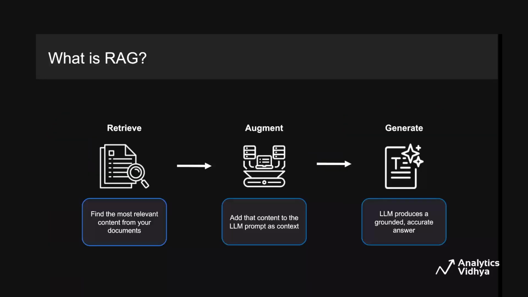What exactly is RAG? RAG stands for Retrieval-Augmented Generation. It works in 3 steps. First, retriever. Find the most relevant content from your document based on the user's query. Second, augment. Take that retrieved content and add it to the LLM prompt as context. And third is generation. The LLM produces a grounded, accurate answer using that context. That's the core idea. Simple and powerful. But as we will see, there are specific situations where this approach breaks down.